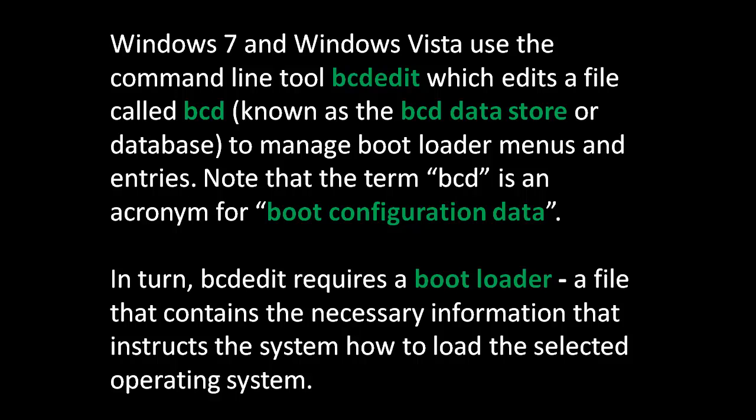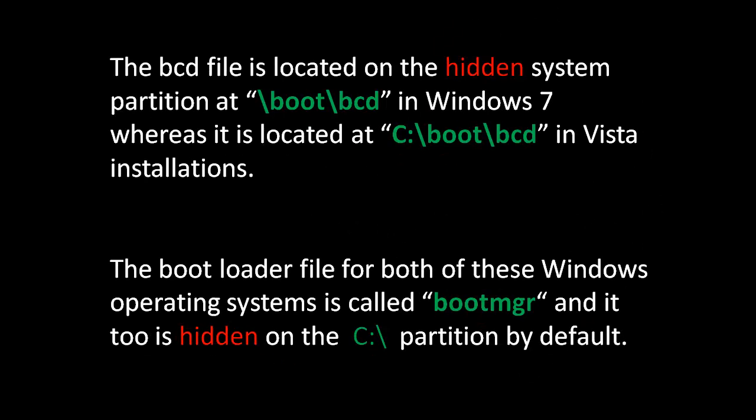In turn, BCDEDIT requires a bootloader, a file that contains the necessary information that instructs the system how to load the selected operating system. The BCD file is located on the hidden system partition at /boot/BCD in Windows 7, whereas it is located at C:\boot\BCD in Vista installations. The bootloader file for both of these Windows operating systems is called Boot Manager, spelled BOOTMGR, and it too is hidden on the root or C:\ partition by default.